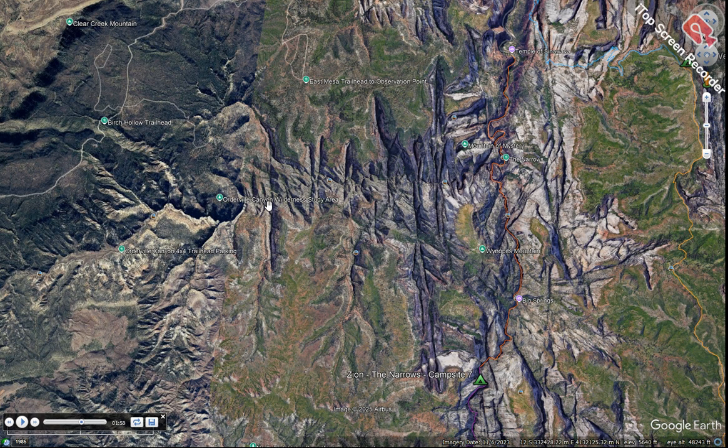But if you're coming from Orderville Gulch, you're not going to be camping. You don't need an overnight or Narrows permit to do the Orderville Gulch or Orderville Canyon access. You can basically come in, and I'm not sure what the total distance is on that, but if I had to guess, 10 miles.